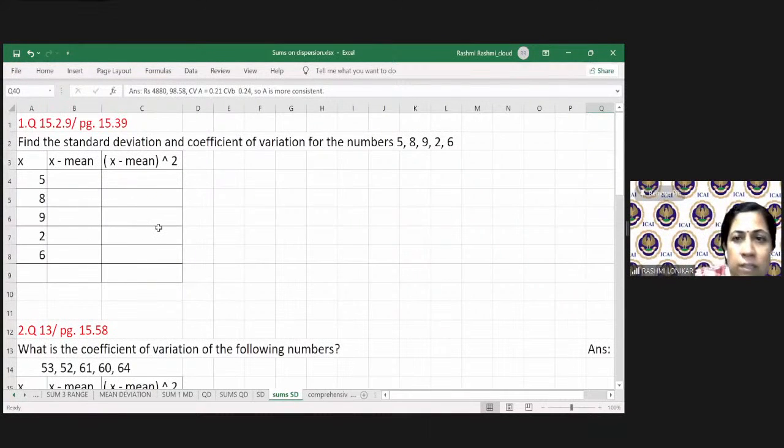Okay, we are doing this sum on page 15.39, question number 15.2.9. So these numbers are given. So can you find the mean for me? Five numbers are given. Can anybody tell me the mean of these five numbers? Yes.